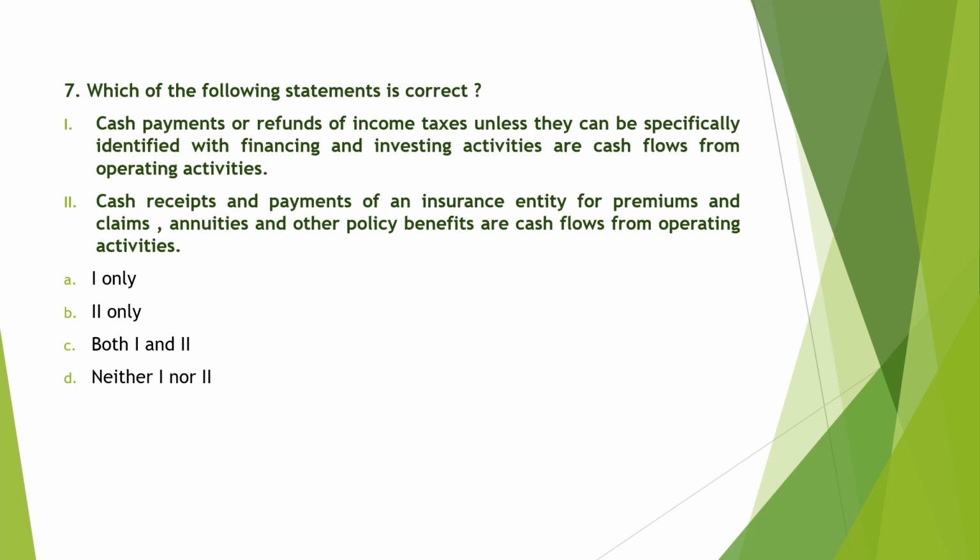Next, number 2. Cash receipts and payments of an insurance entity for premiums and claims, annuities, and other policy benefits are cash flow from operating activities. Statement number 2 is correct. It pertains to the insurance expense of the entity. Insurance expense paid by the entity is part of the operating activities of the entity. So, therefore, the correct answer is letter C, both 1 and 2.